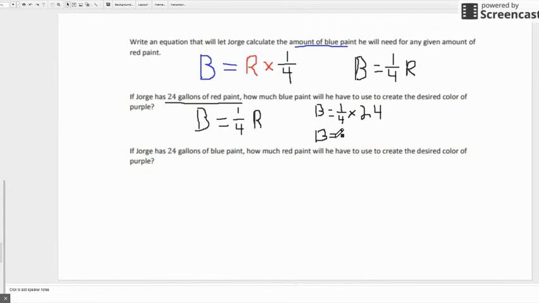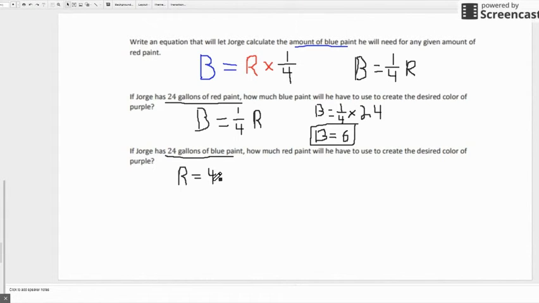Well, blue paint would be equal to 1/4 times 24, or we could say 24 times 1 is 24, divided by 4 is 6. So George will need 6 gallons of blue paint. And we take the same type of situation, but if George is given 24 gallons of blue paint, how much red paint will he need to calculate? We're going to use the equation from above.